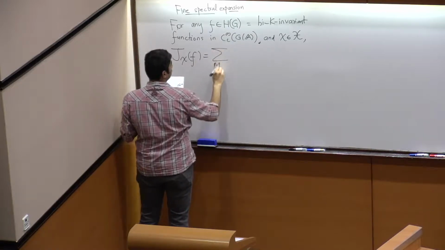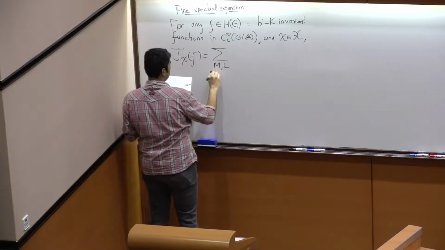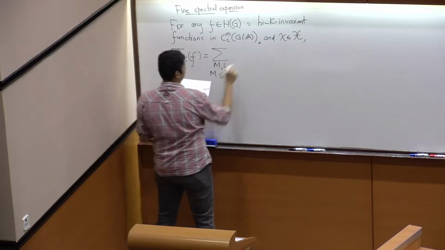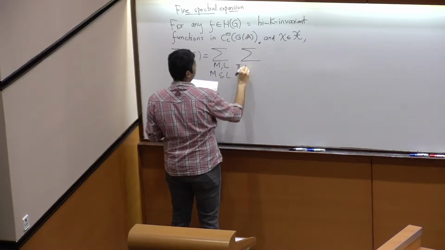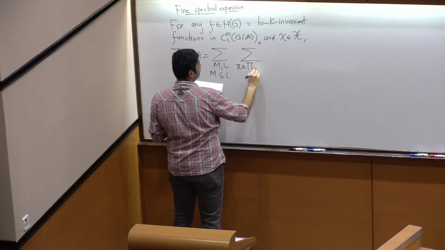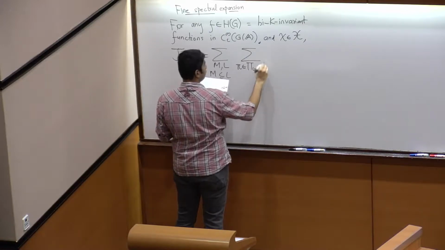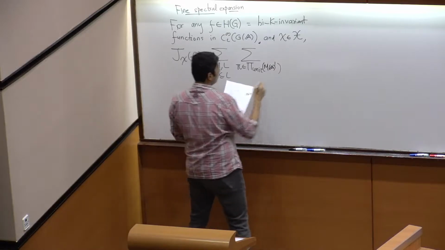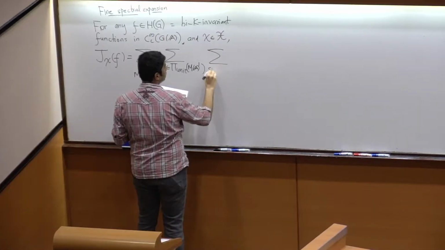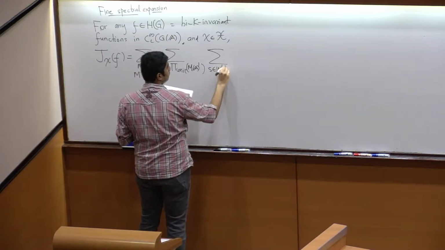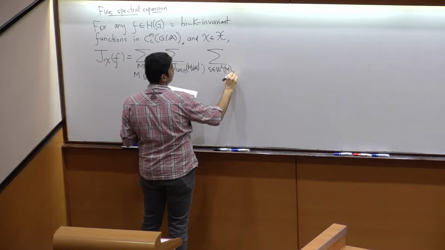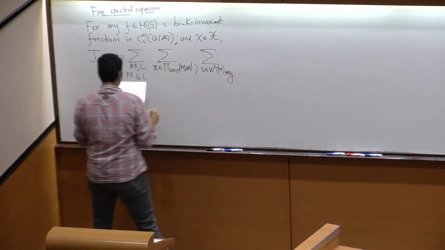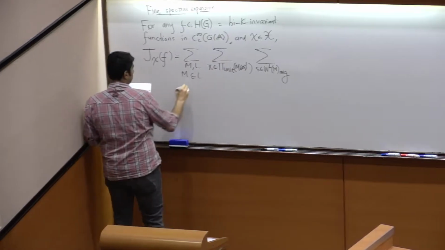It's a sum over the standard Levi subgroups, of pi unitary representations of M A1, of the sum over regular elements in the Weyl group, of. There are two terms here.